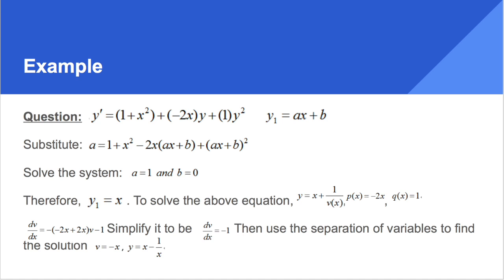For this kind of differential equation, we have the general solution y equals y1 plus 1 over v of x, which is x plus 1 over v of x. p of x equals negative 2x and q of x equals 1. Simplifying the above equation, we have dv/dx equals negative 1. This can be easily solved by separation of variables, and the solution is v equals negative x. Therefore, the solution of the differential equation is y equals x minus 1 over x.